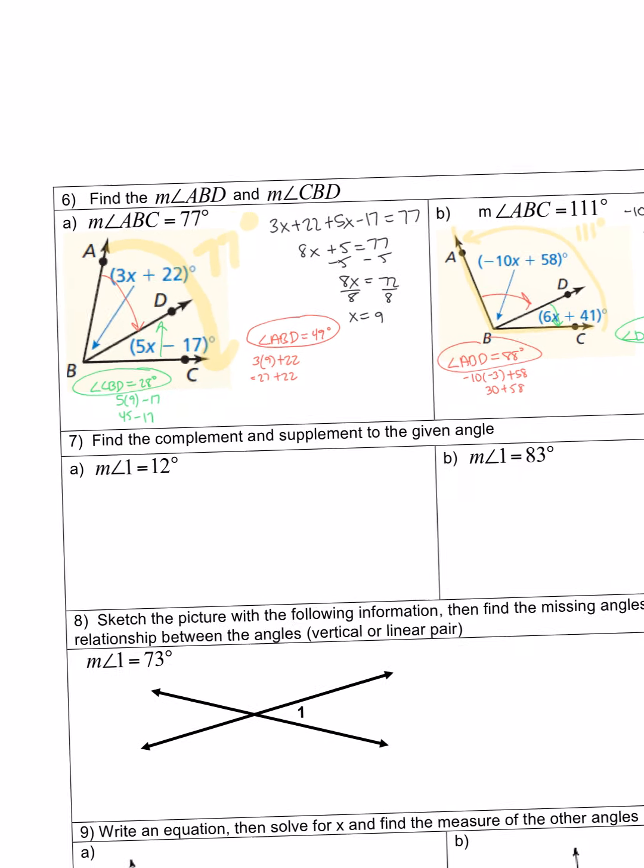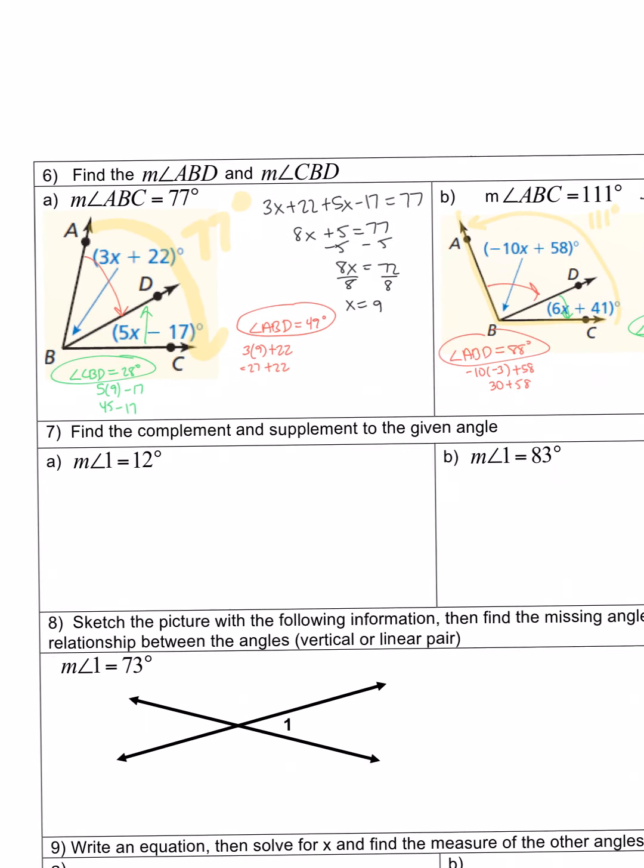Find the complement and supplement to the given angle. All right, remember the complement means adds to 90 degrees. So the measure of angle 1 plus what is going to equal 90 degrees? Well, if angle 1 is 12, then its complement is 78 degrees. I'm going to get rid of this because this looks kind of messy.